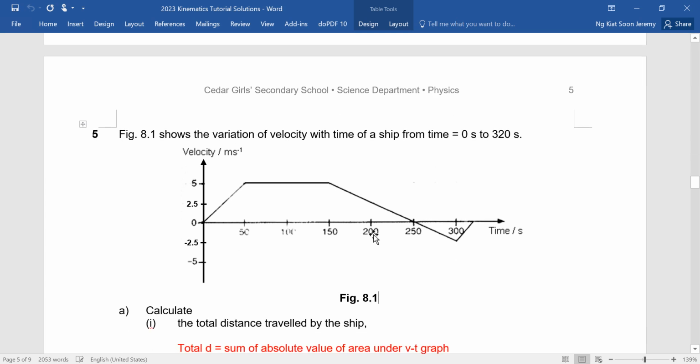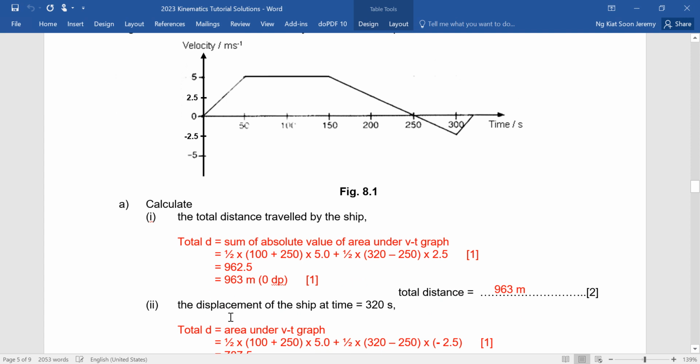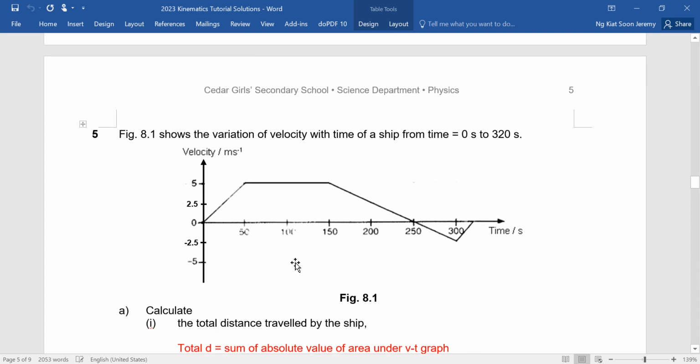The first part of the question asks us to calculate the total distance traveled by the ship, and part 2 is the total displacement of the ship. So I'll do these two parts together by trying to figure out the area under the graph of this VT graph.